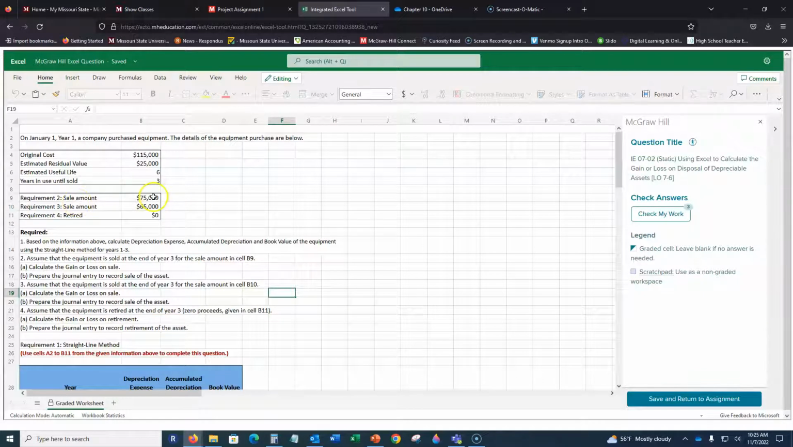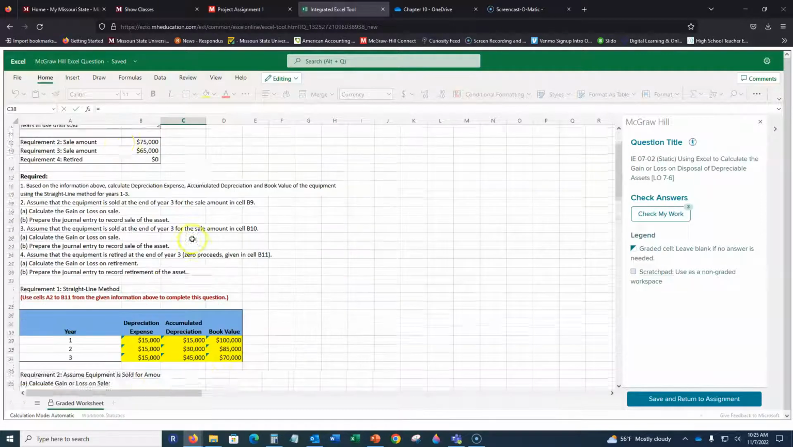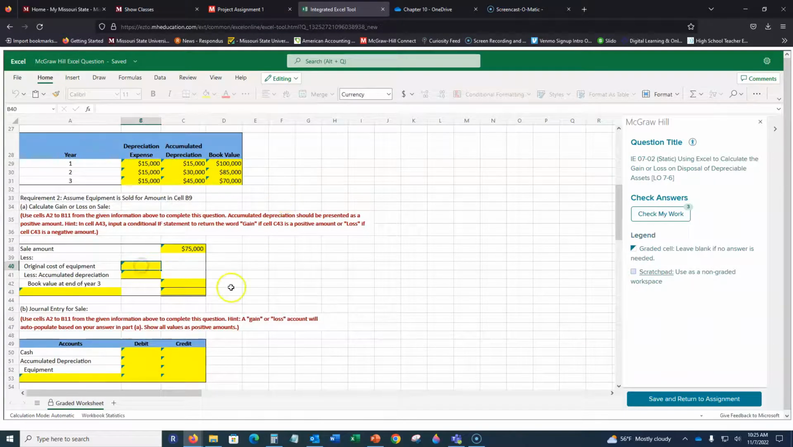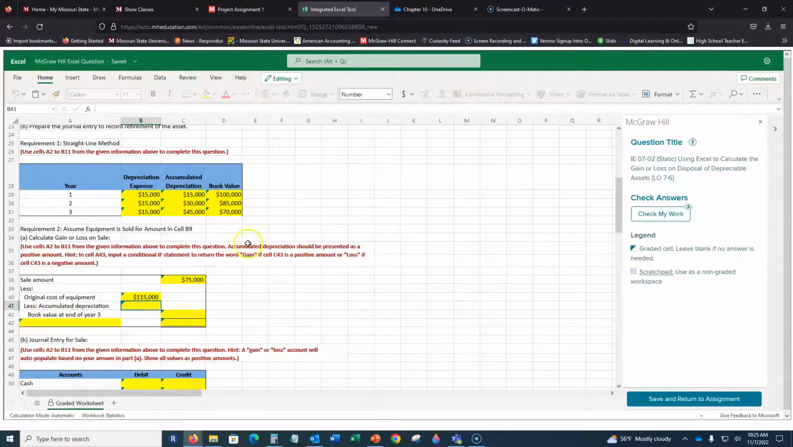So we sold it at the end of year 2 for $75,000. So what is that sales amount? Well, it equals $75,000. Okay, that's an easy part. What was the original cost of the equipment? Well, it's $115,000. What is our accumulated depreciation at the end of year 3? $70,000.